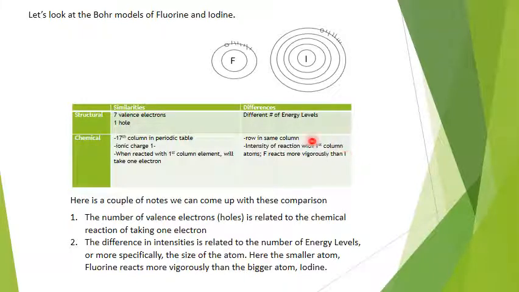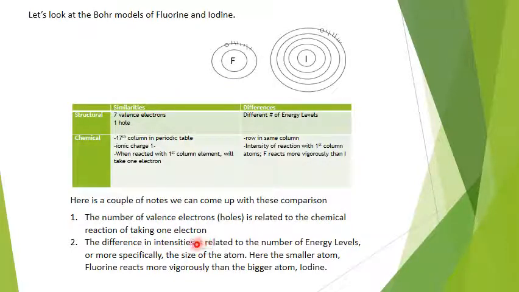And this is what we're going to try to look at: why does fluorine react more vigorously than iodine based on these two structures here. So here's a couple of notes we can come up with from these comparisons. The number of valence electrons and holes is related to the chemical reaction of taking 1 electron. We don't have to talk about that, we'll talk about that later maybe. But just know the chemical property is related to the number of valence electrons. We talked about that in the last PowerPoints.